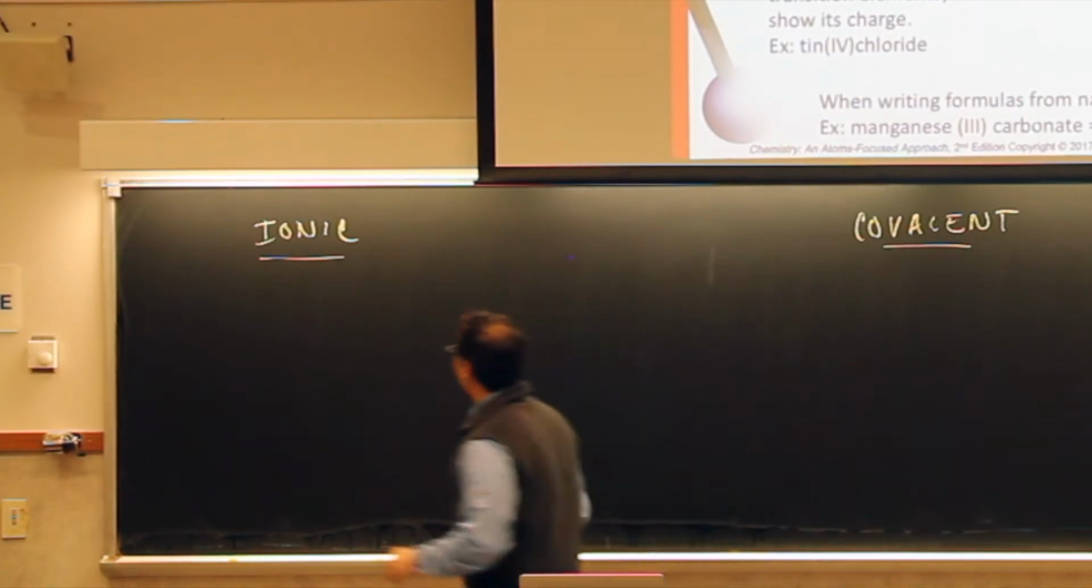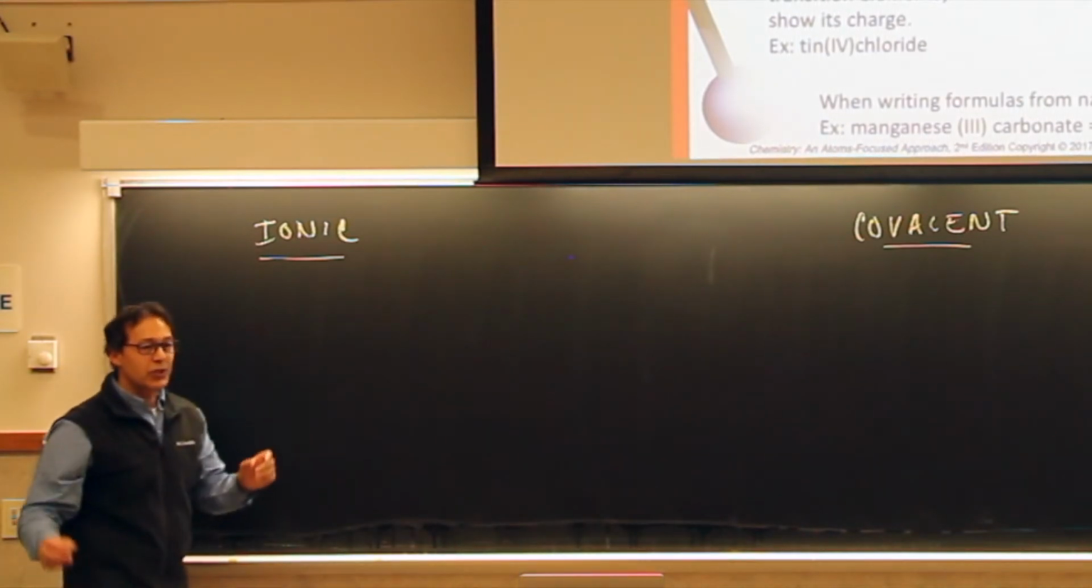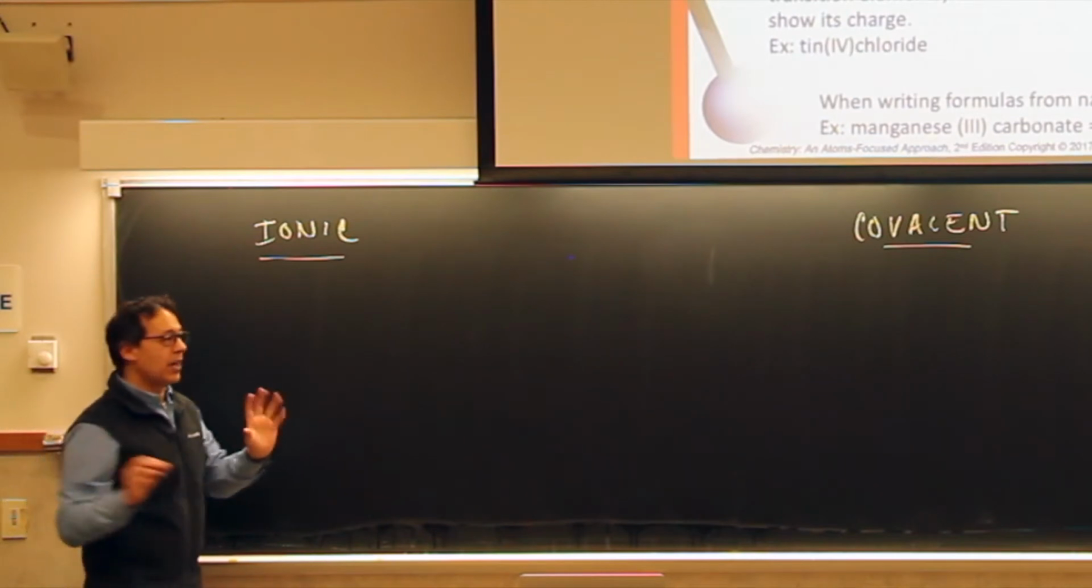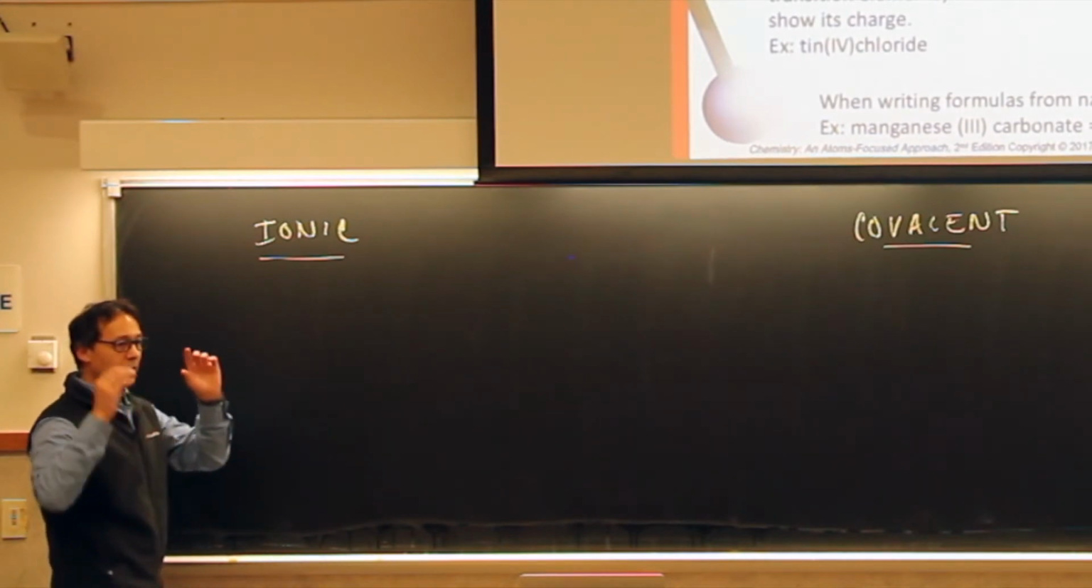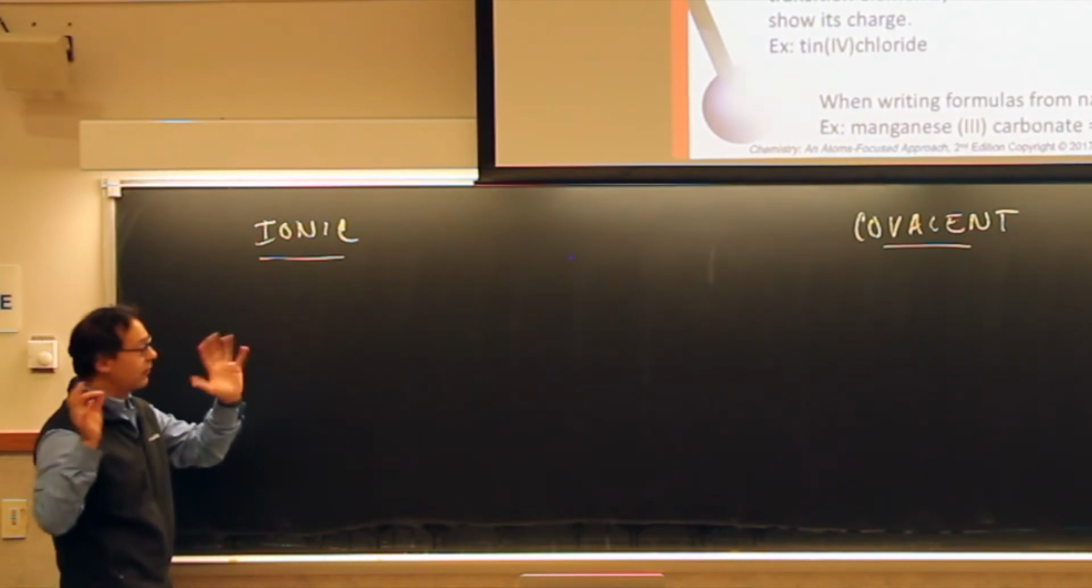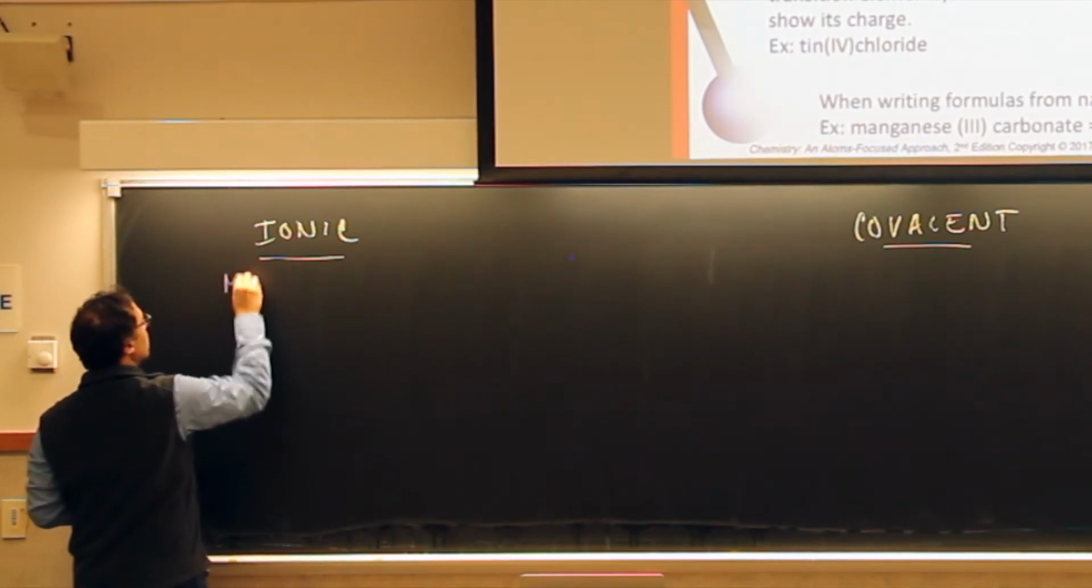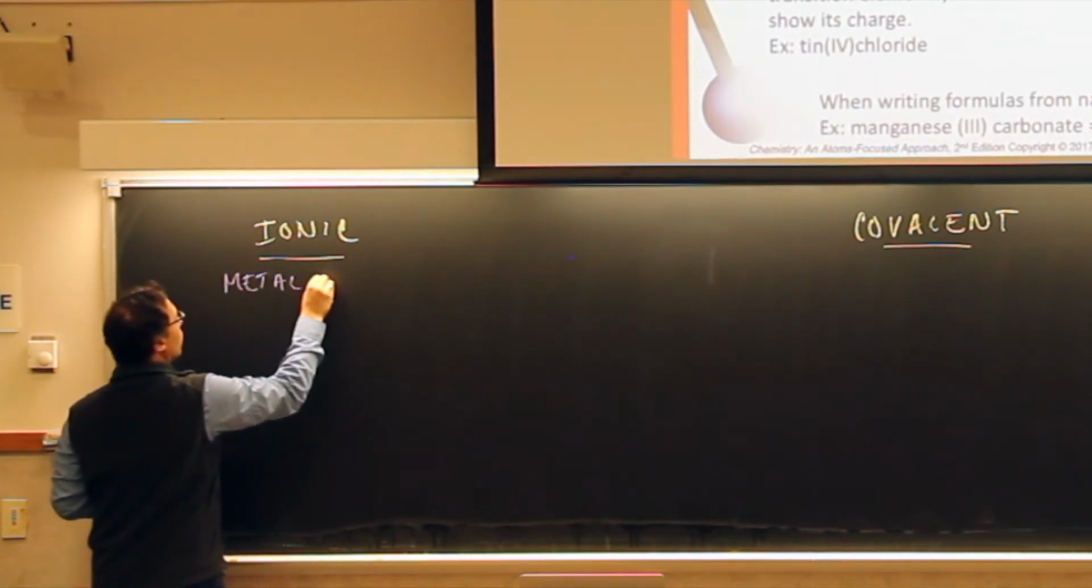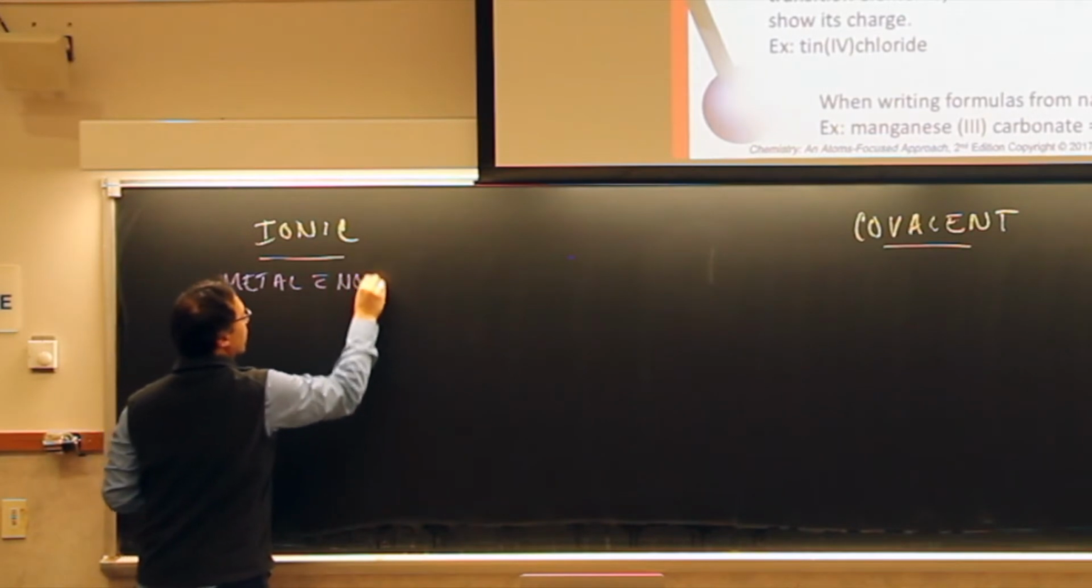Okay, so anyway, ionic compounds, this is going to be with a metal and a non-metal, right? So we're going to look at a formula and we're going to say, does it have a metal? Does it not have a metal? Okay, so we're going to say metal with non-metal.